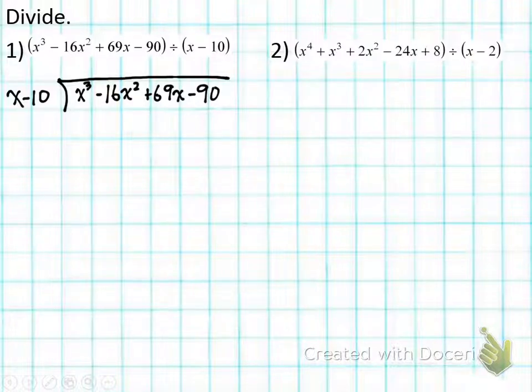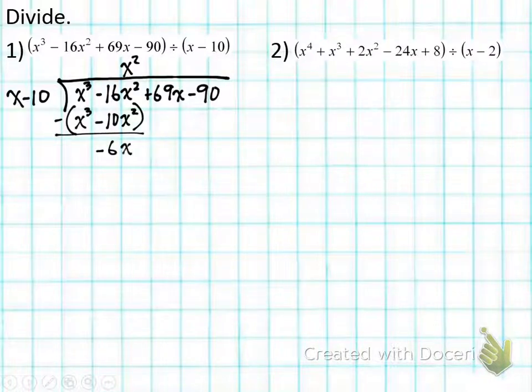You have to go through this whole process. On each of these, you have to ask yourself, starting on the left-hand side, what do you multiply the left-hand side of the divisor with to get the left-hand side of the dividend? So I multiply by x squared, multiplying it across the whole binomial, subtracting it, we get our first remainder of negative 6x. Then you bring down the next term.